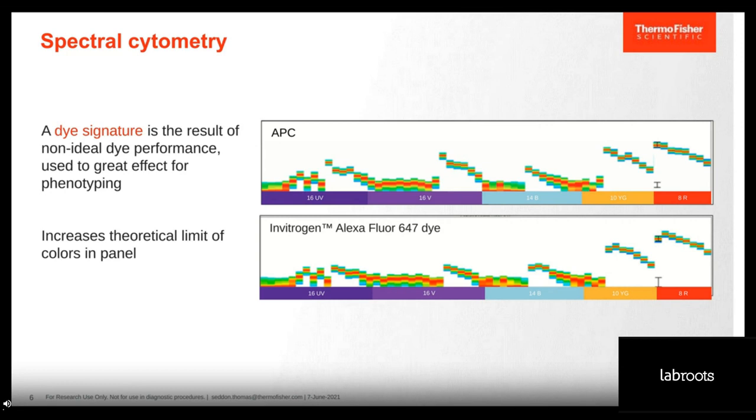So you can see that there are areas where these are more different from each other when you get into, say, parts of the violet spectrum or other parts, as you look throughout that. But the truth is, a dye signature is still the result of non-ideal dye performance. And so while it will theoretically increase the number of colors in your panel, at some point the spread will also get contributed, and so you'll be limited in what you can actually use.